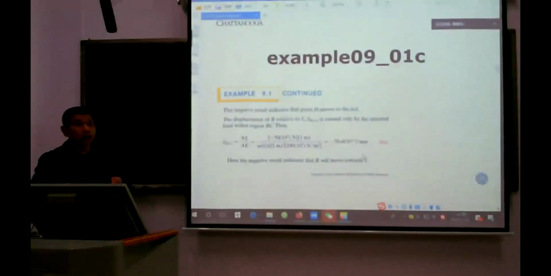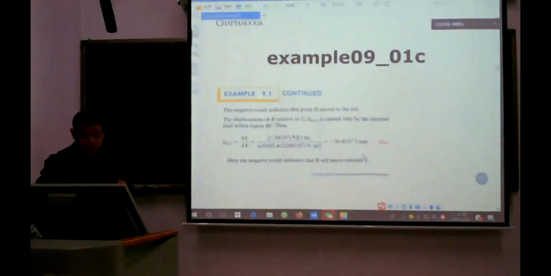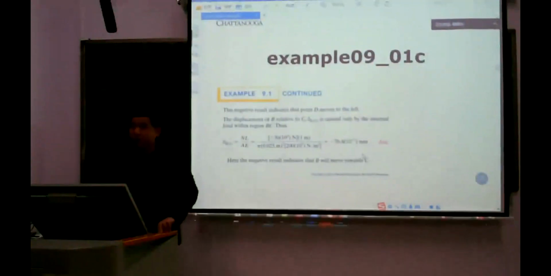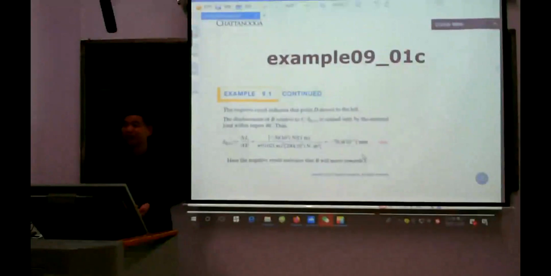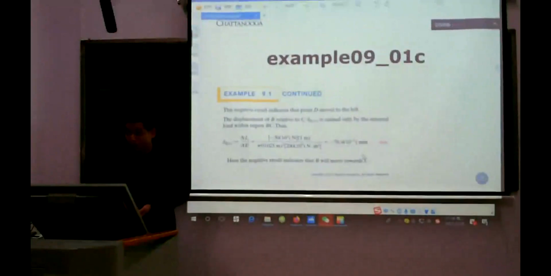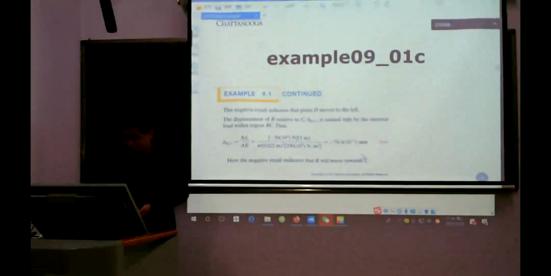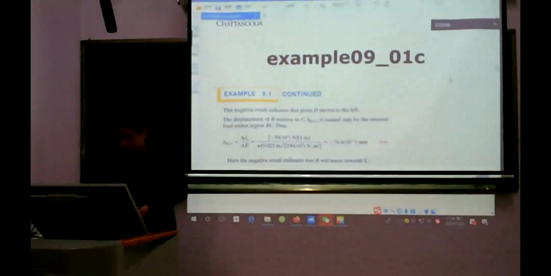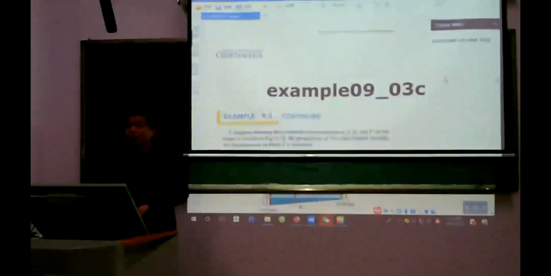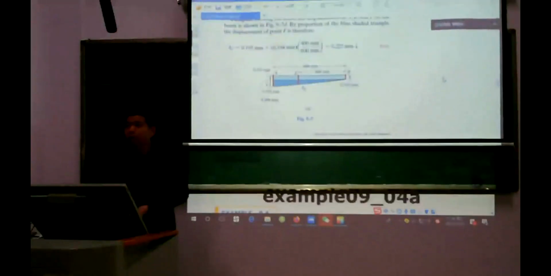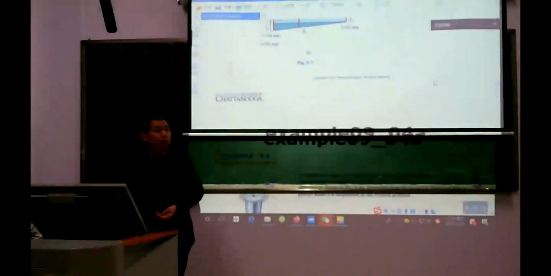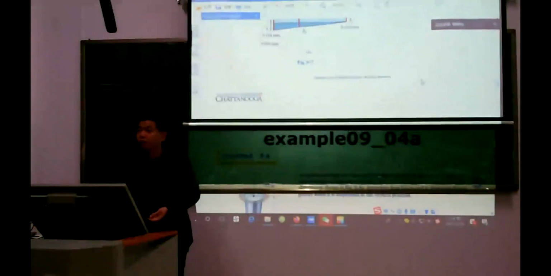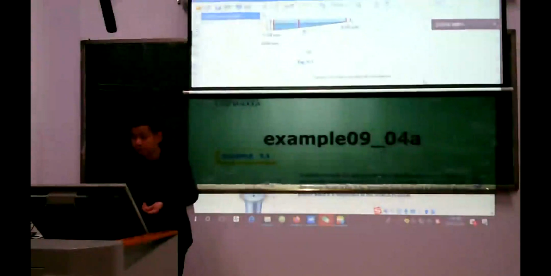So let's do in-class exercises. Also, we know how to find the deformation of an axially loaded member. It means for an axially loaded member, we finish it.